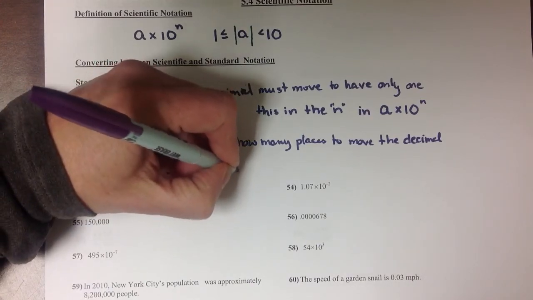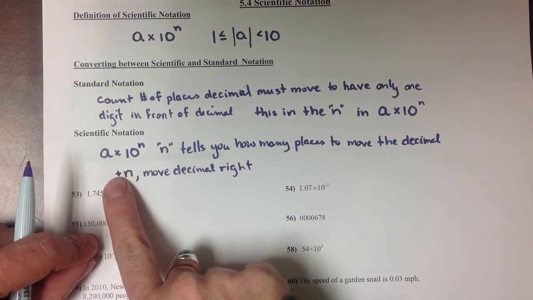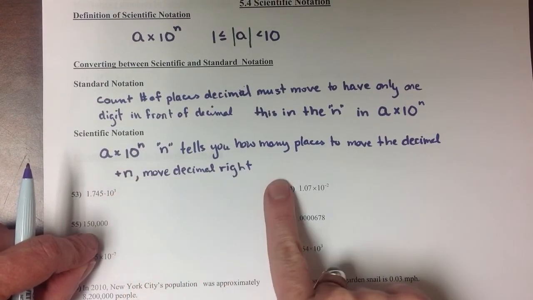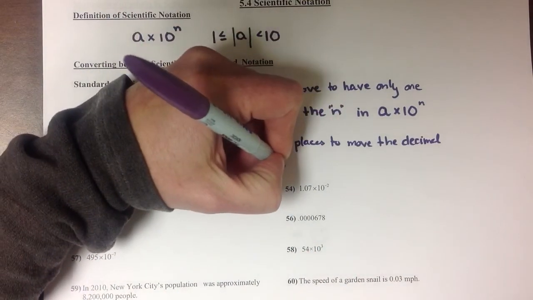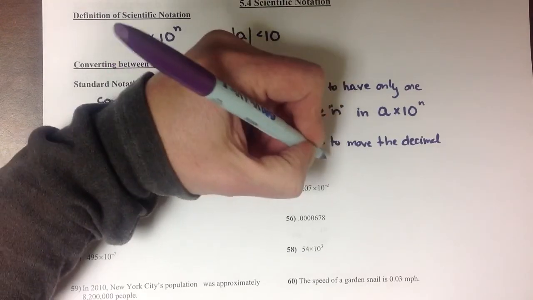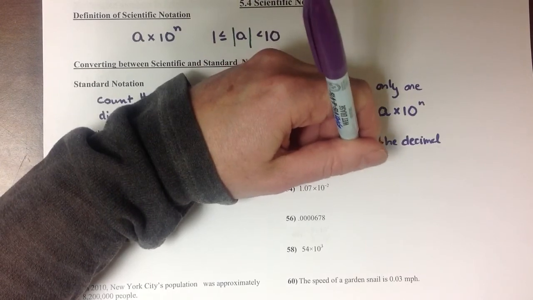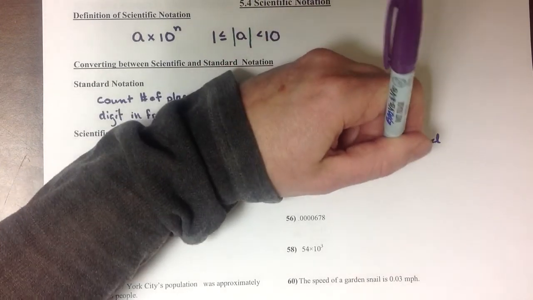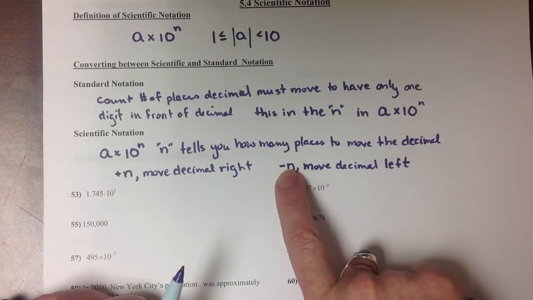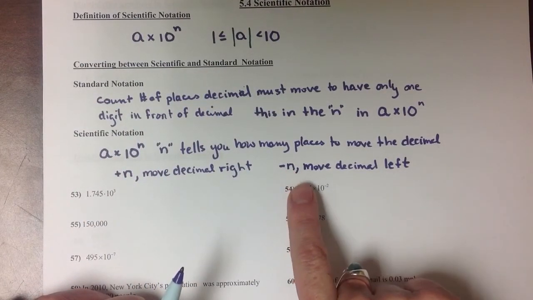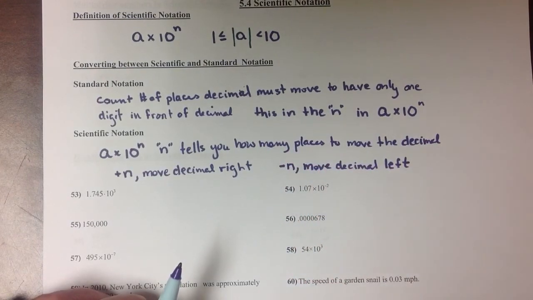to the right. So by moving to the right, you're making that number bigger. So positive n's in the scientific notation are going to create very, very large numbers. If n is negative, move the decimal to the left. So numbers written in scientific notation that have negative n's are very, very small numbers. They're 0.000 before the significant digits begin.